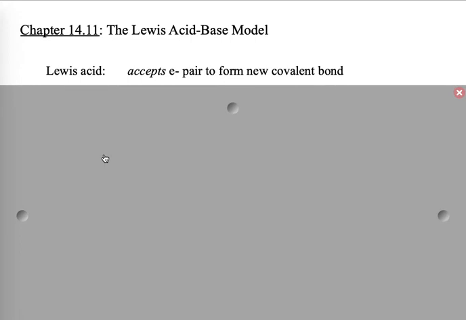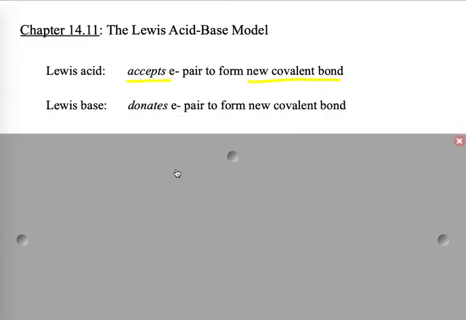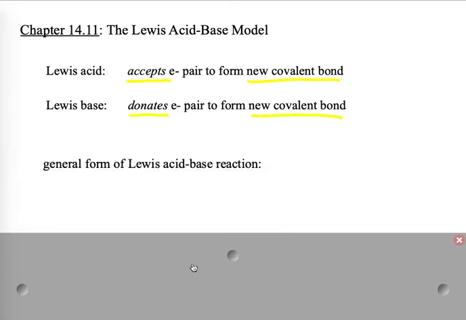Not only does it not involve proton transfer, it does not involve aqueous solution whatsoever. According to the Lewis model, an acid is a molecule or ion that accepts an electron pair to form a new covalent bond, whereas a Lewis base is a molecule or ion that donates an electron pair to form a new covalent bond. So I can imagine a generic Lewis acid-base reaction looking something like this.